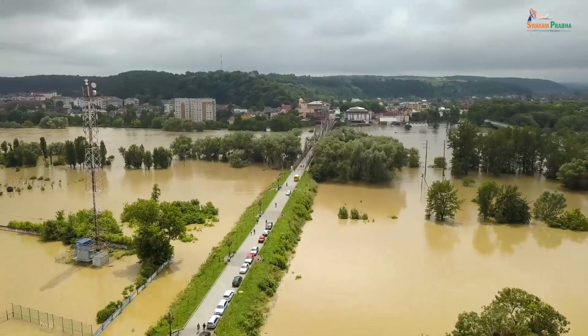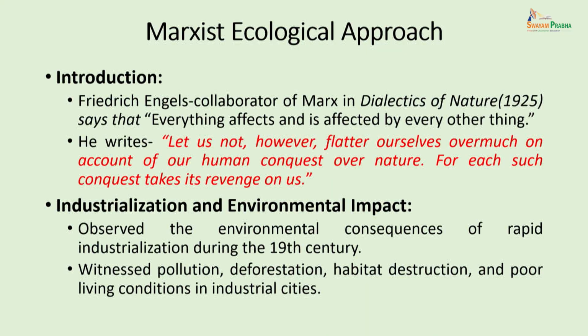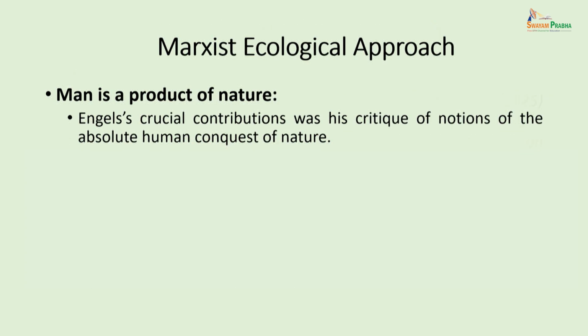So that is a very classic example of what Friedrich Engels had said. Further, he developed his thoughts when he saw rapid industrialization during the 19th century. He witnessed pollution, deforestation, habitat destruction, and poor living conditions in the industrial cities. So, again he said that man is a product of nature. Engels' crucial contribution was his critique of notions of absolute human conquest of nature.